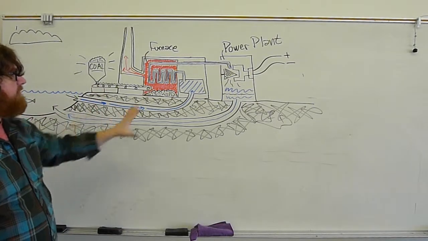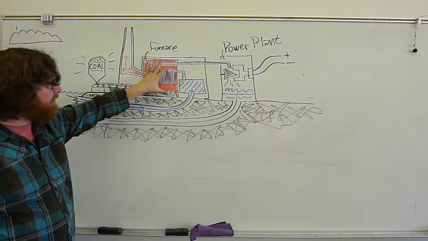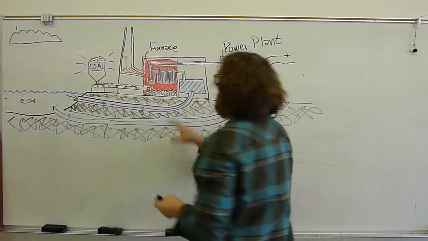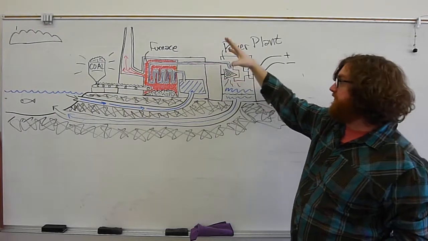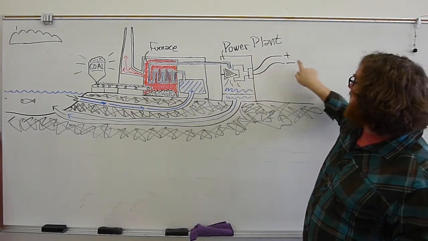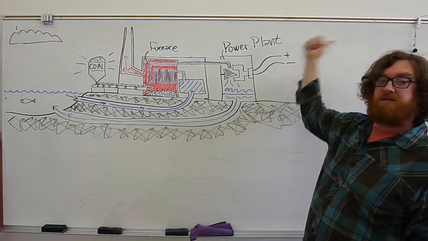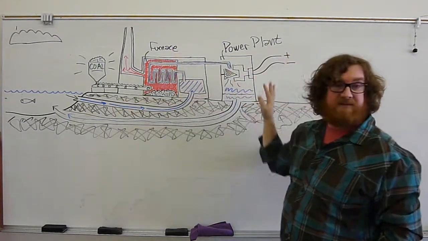So fundamentally what we're looking at here is the furnace where the coal is burning, heating up this water past the point of vaporization where it will flash to steam, spins a turbine, that creates an electric current, that runs off onto the power grid, water's condensed, and that's the whole thing.